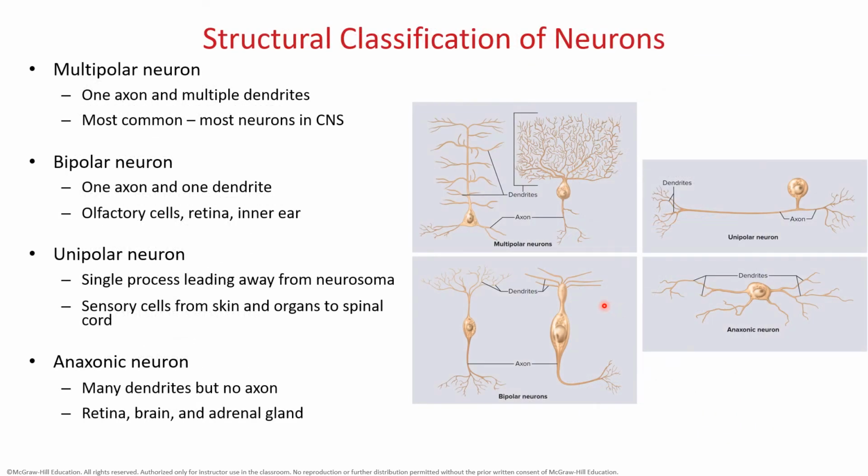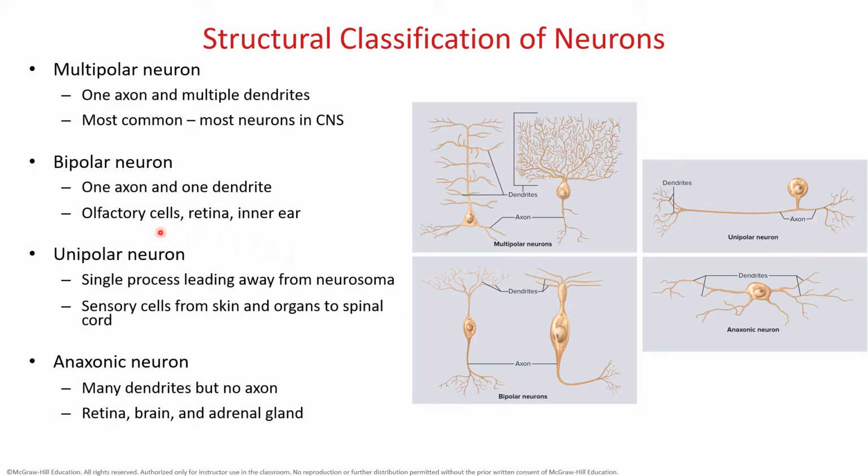So now we need to go over the structural classification of neurons. So multipolar neurons have one axon and multiple dendrites. So here's a multipolar neuron here. So there's one axon, multiple dendrites. Bipolar neuron has one axon and one dendrite. So bipolar neuron here has one axon and one dendrite.